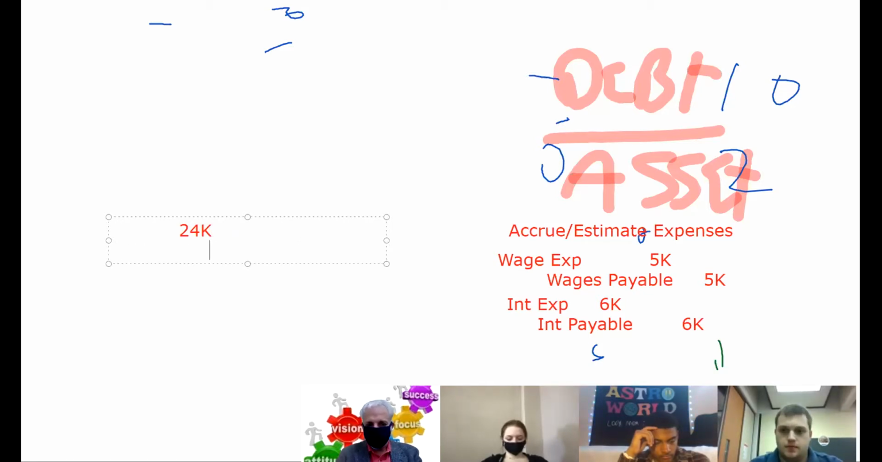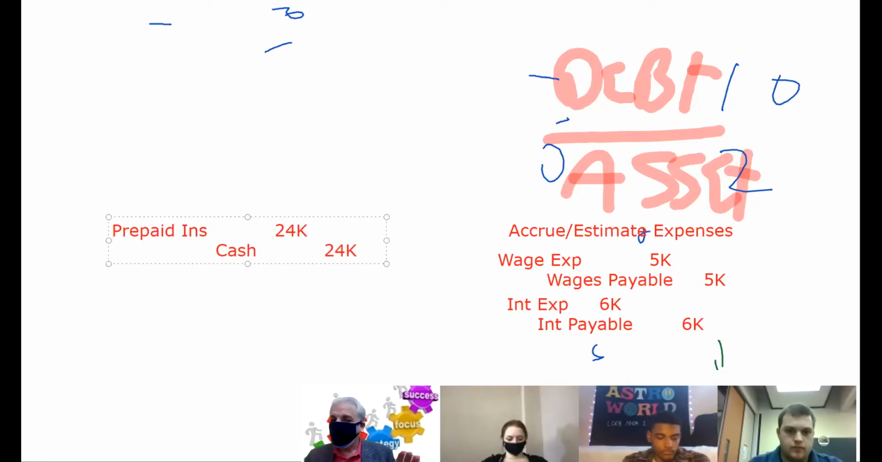So how do we do a journal entry? 24,000, 24,000. Did cash go up or down when we bought the insurance? Went down, so we're going to credit cash. And what are we going to debit? Well, in this case, it's called prepaid insurance. These are both assets, right? Cash is an asset, prepaid insurance is an asset. We haven't used any insurance up. If we cancel our policy on December 26th, we get our money back for next year's insurance.